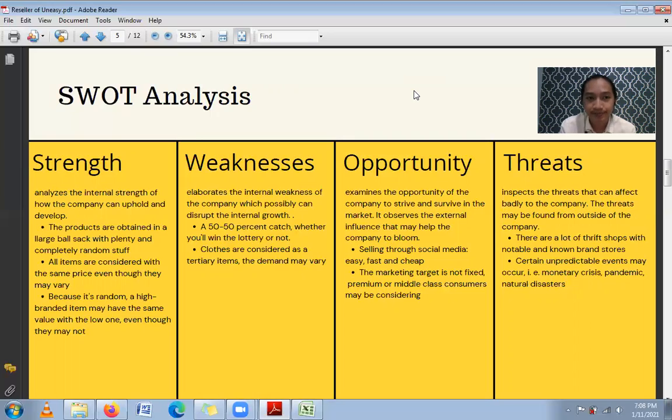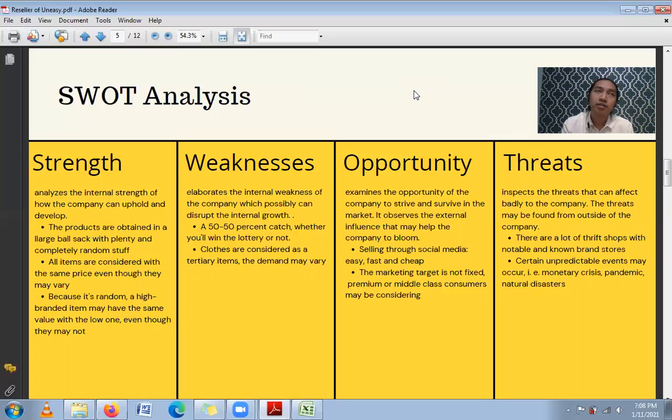Maybe we can finish this assignment given from our lecturer. Next up, we have the SWOT analysis slide, as you can see here: the strength, weakness, opportunity, and threats. Strength is basically an internal power, a strength from the inside of the company, how the company can uphold and develop through things and traits that the company has. The products are obtained in a large bale sack with plenty of completely random stuff.